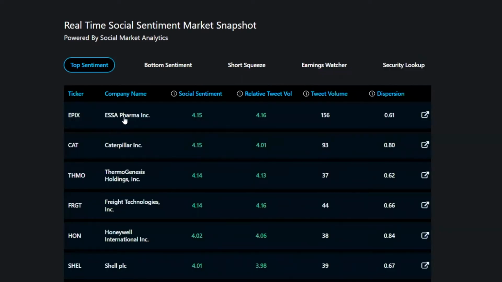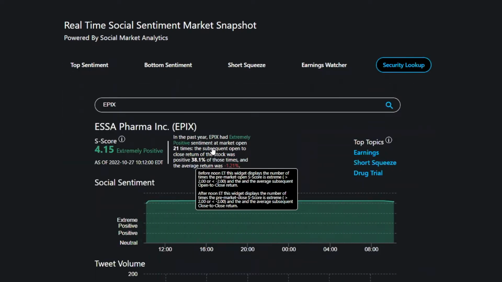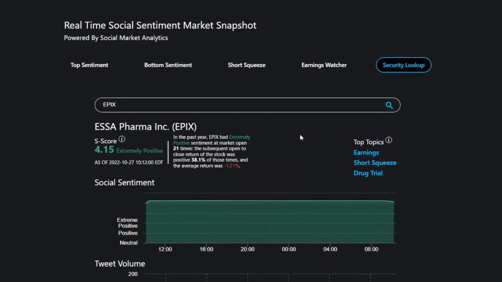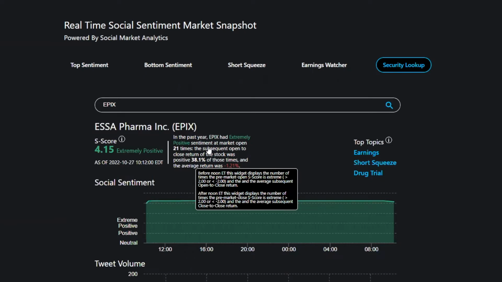If you look at another one that came up was EPIX, ESSA Pharmaceuticals. This one's kind of interesting because it gapped up, earnings, short squeeze, and drug trial. It gapped up, but it's only higher at the end of the day 38% of the time.